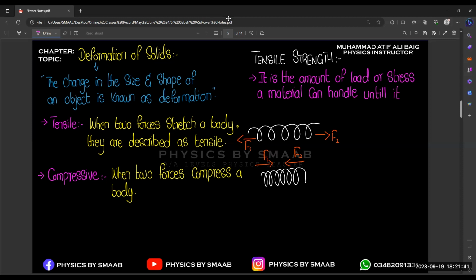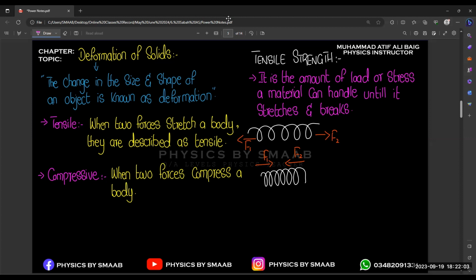Until it stretches and breaks. So this is the concept of tensile strength. Okay.